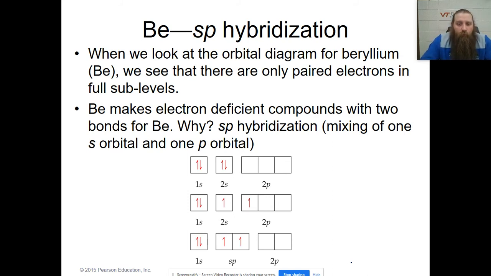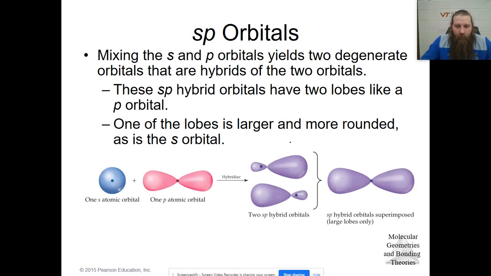So if we look at beryllium, right, we can see that you've got paired electrons in full sublevels. Beryllium is going to make electron deficient compounds with two bonds for beryllium because that sp hybridization is going to mix an s orbital and a p orbital. Okay. What does that look like? I'm more visual. Like, this is great. It's a good definition. I'm a visual guy. I want to see it like this. So what do we mean when we say we mix it up and we get two degenerate orbitals that are hybrids? All right. Well, this is an s orbital. It's spherical. Here is a p orbital. It's lobed, right? That's how we would describe the p orbital.